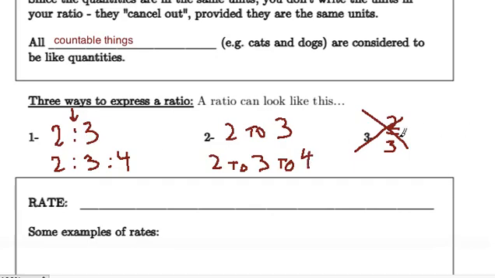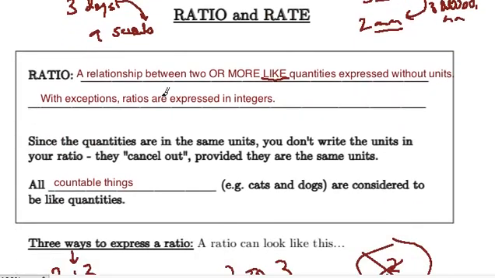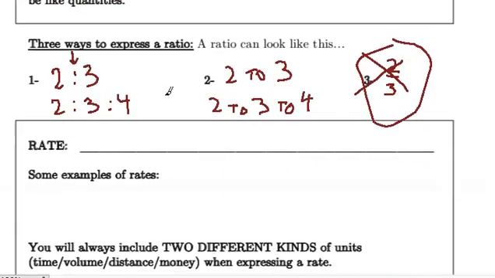So that way doesn't work for more than 2 parts, even though this one's super popular when we're using just 2 parts. Okay, now I mentioned that we're talking about ratios and rates, and that I wanted to make sure you understood the difference between them.